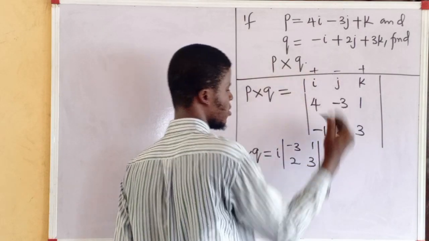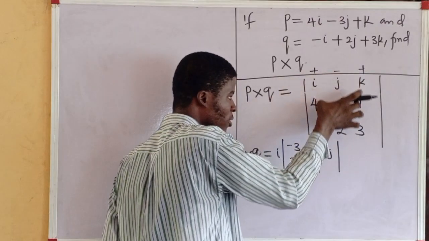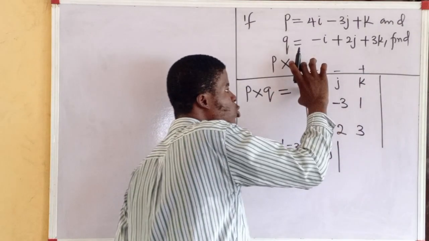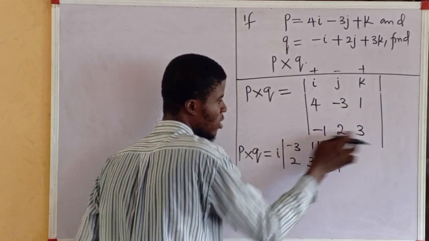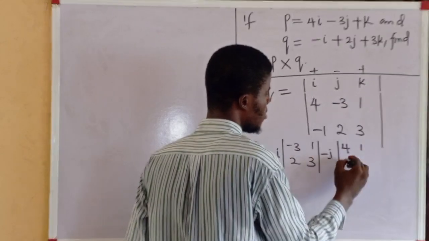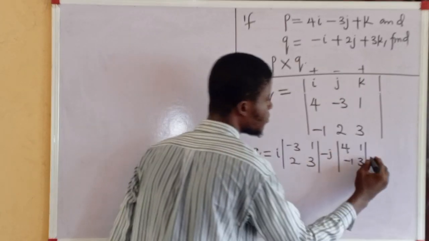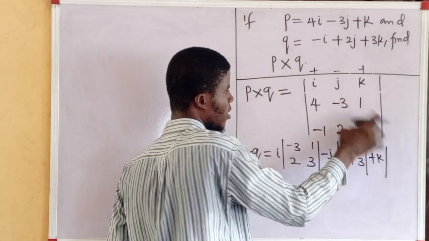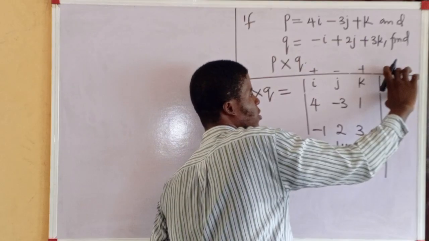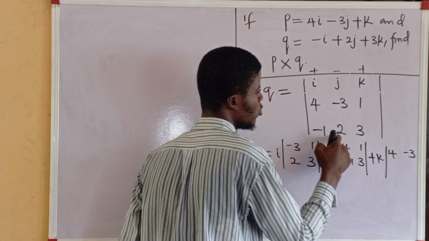j has a minus. Minus j. Eliminate this column of j, eliminate this row of j. So we'll be having 4, 1, minus 1, 3. Then plus k. Eliminate this column of k, eliminate this row of k. Okay, we're having 4, minus 3, minus 1, 2.